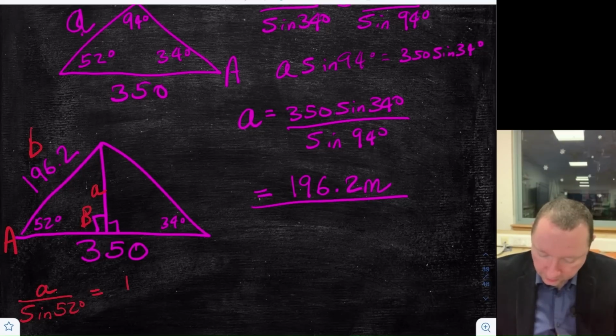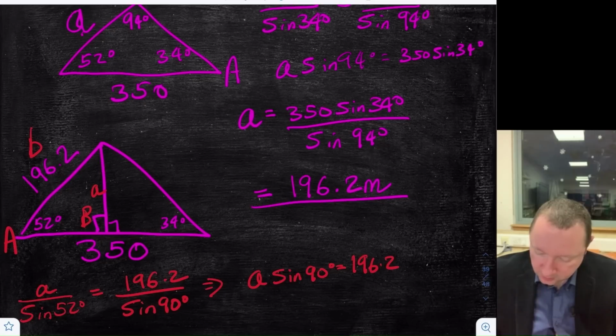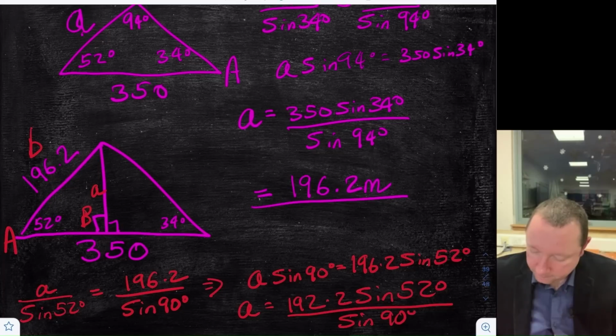equals 196.2 over the sine of 90, because that's 90 degrees. Rearranging that, that implies that A times the sine of 90 equals 196.2 times the sine of 52. So A equals 196.2 times the sine of 52 divided by the sine of 90, which is 1, by the way.